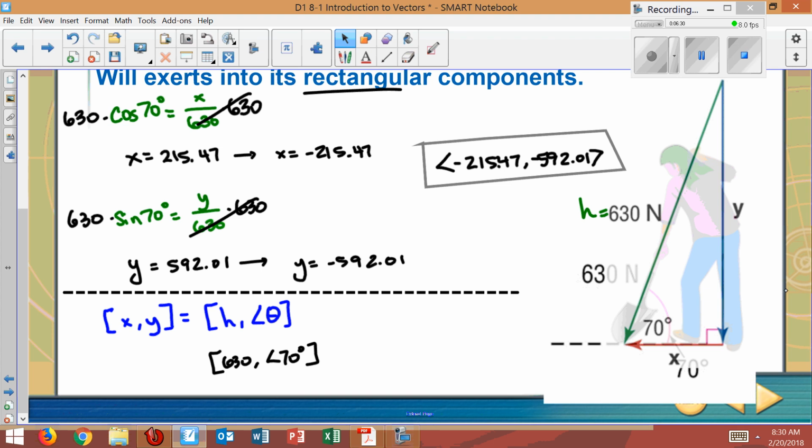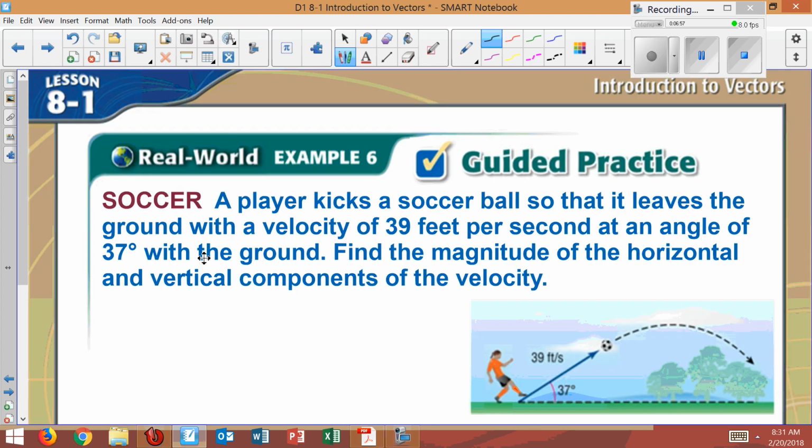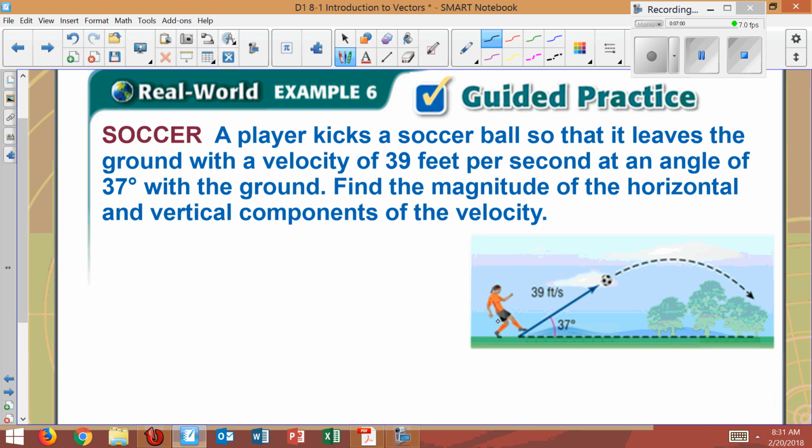So this gave us the same values. You would just then say, okay, as I observe the picture, it's going left and it's going down. Those are the vector directions, and so I would make them negative: negative 215.47 and negative 592.01. So that's a different way of using the calculator. Either way will work for you, but those are both the techniques. Now you have one to try. You can either draw the picture and use SOH CAH TOA, sine is y over h, cosine is x over h, tangent is y over x, or if you so desire, you could use the calculator by typing in the h and the angle.